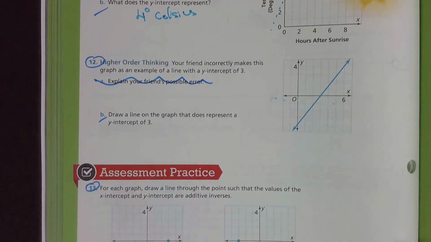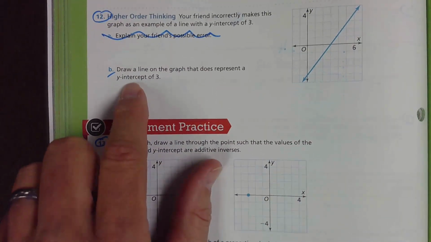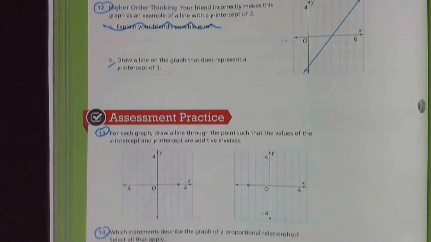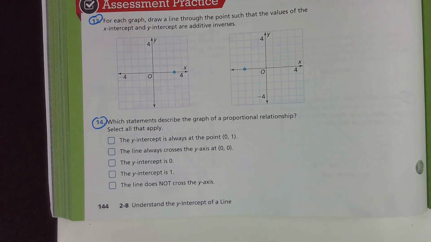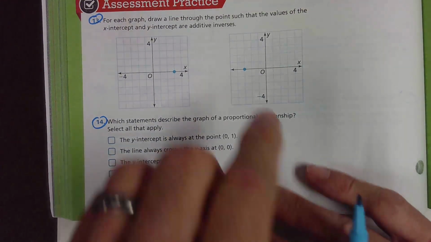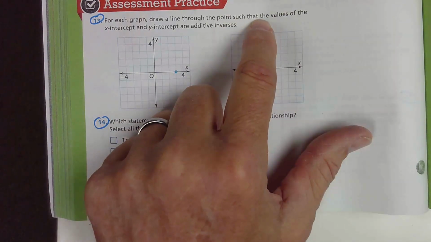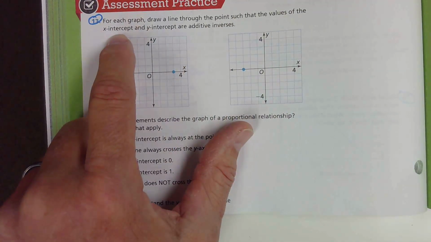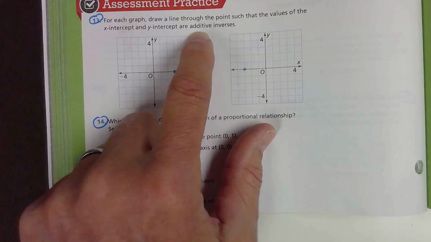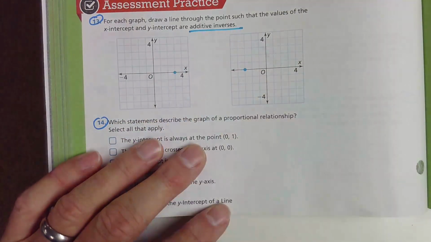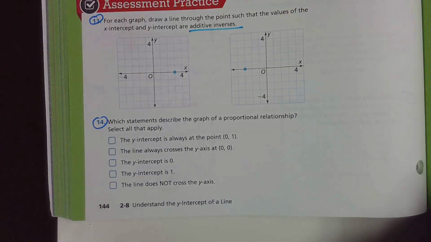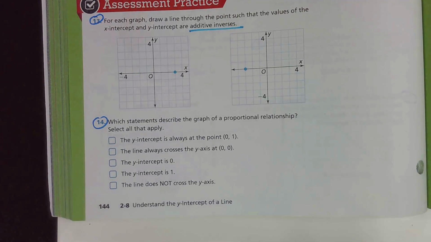All right, circle 12. I'm not worried about A, but I do want you to do B. And then 13 says for each graph, draw a line through the point such that the values of the x-intercept and y-intercept are additive inverses. What the heck? Maybe you'll have to look that up and see what that means. Although it might be in the back of your book. There is a glossary in the back of the book.